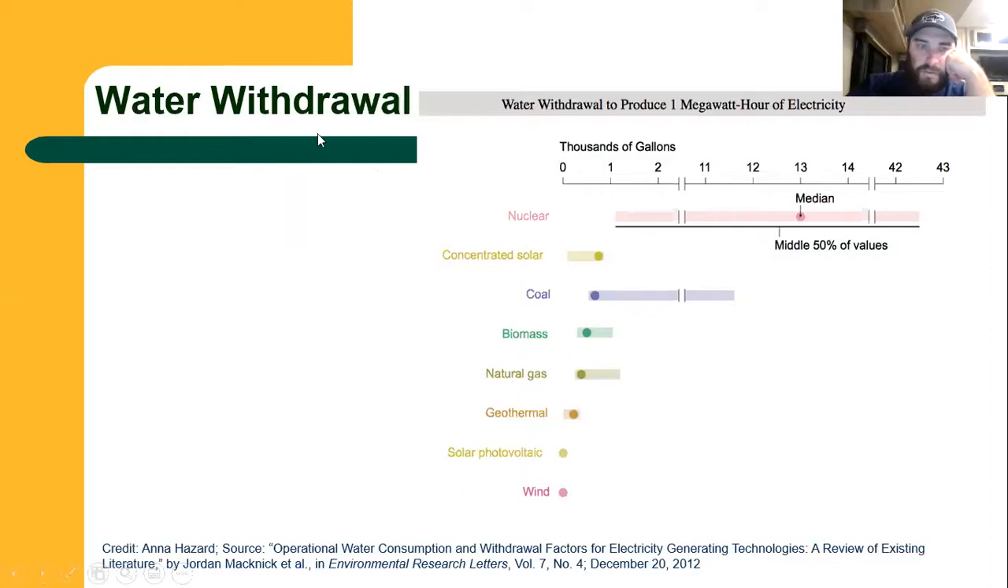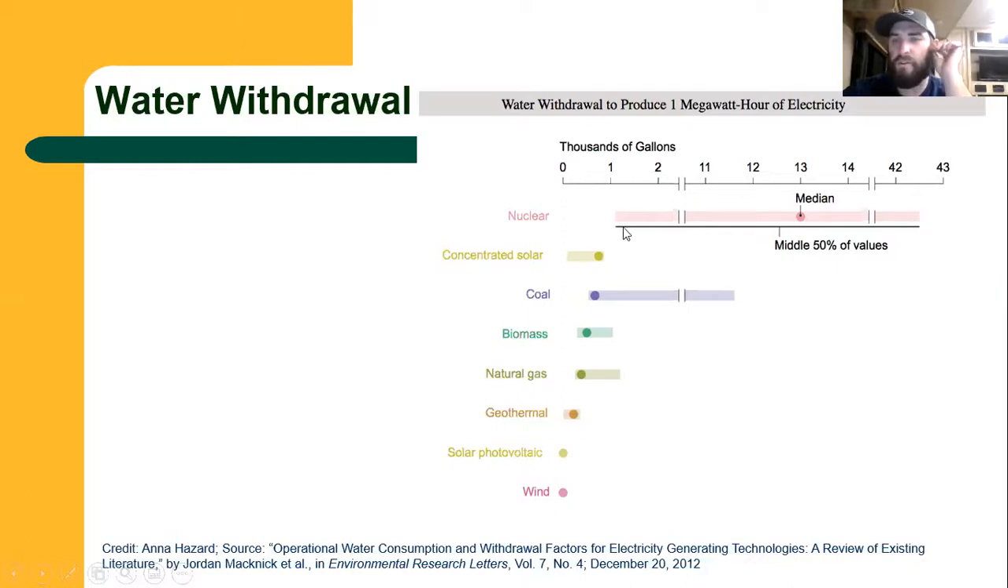Here, let me move this out of the way. So this is just water withdrawal. This shows how many thousands of gallons of water is used to produce 1 megawatt hour of electricity. You have nuclear, concentrated solar, coal, biomass, natural gas, geothermal, solar photovoltaic, and wind. We're going to be looking at wind, coal, and solar. So that's what we're going to be looking at.